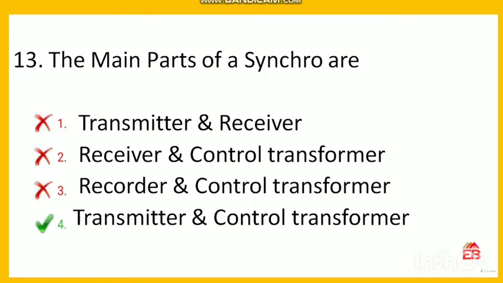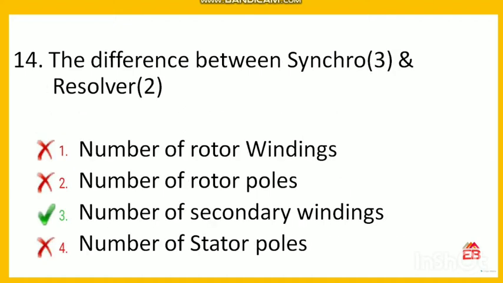Next is, the main parts of a synchro are. Options are transmitter and receiver, receiver and control transformer, recorder and control transformer, or transmitter and control transformer. So the correct option is, the main parts of a synchro are a transmitter and a control transformer. Option 4 is correct.